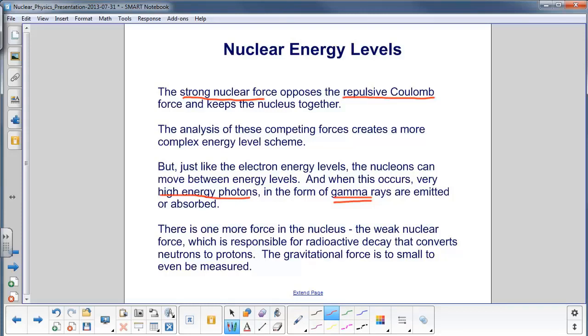So when electrons change levels, you can get visible light, you can get infrared, you can get X-rays. But X-rays are the most powerful rays that will come from electron transitions. Gamma rays will occur with transitions within a nucleus.